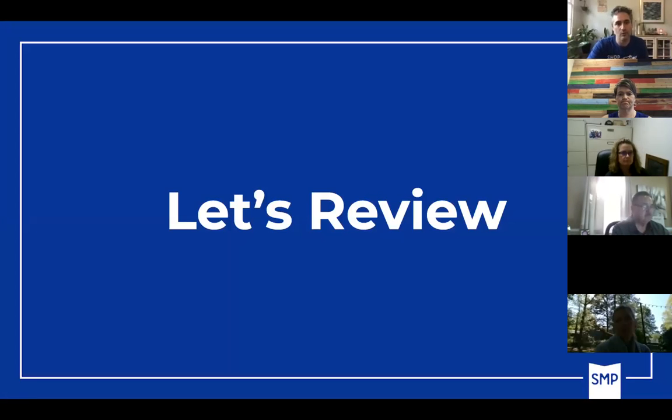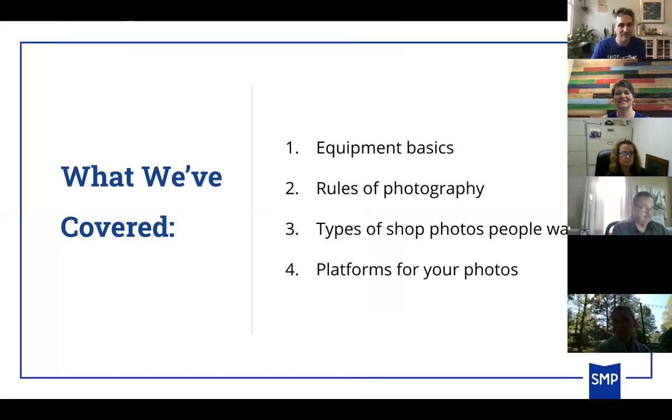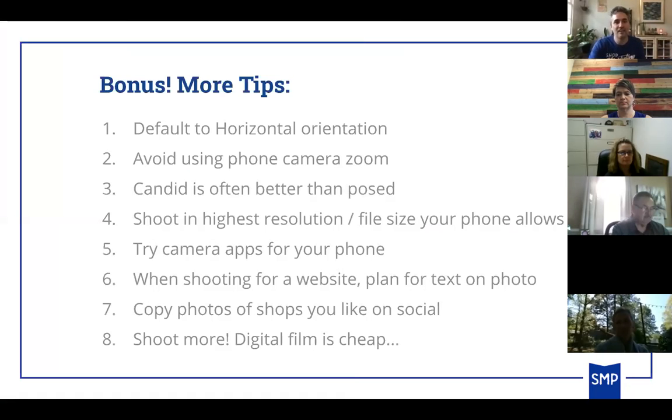All right, so that's all the content at 300 miles an hour. So what we've covered are the equipment basics, which is basically just use your phone. The rules of photography, those things like rule of thirds, take control, keep your lighting easy. The types of shop photos that people want to see: interior, exterior, lifestyle, services, and whatever else I said. And then the platforms where you can use these photos. Not overly complicated.